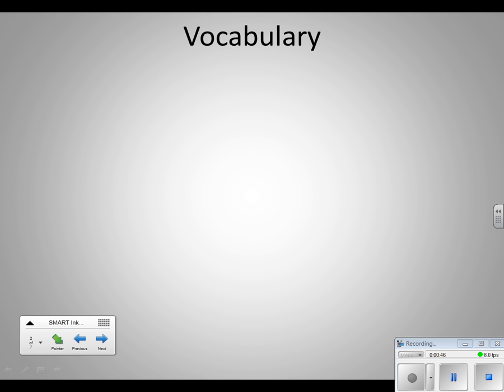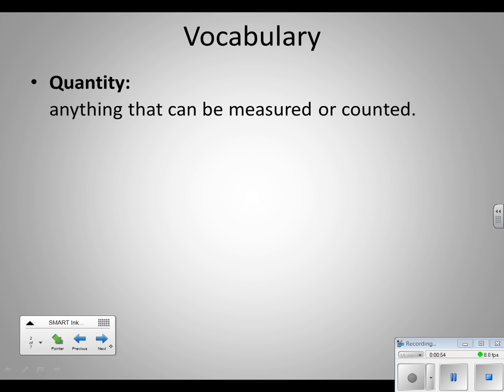We are going to start with some vocabulary that we're going to write in our notes. Quantity is the first term. A quantity is anything that you can measure or count. So just think of things that you are able to measure or count, and those things might be constant. They may change.